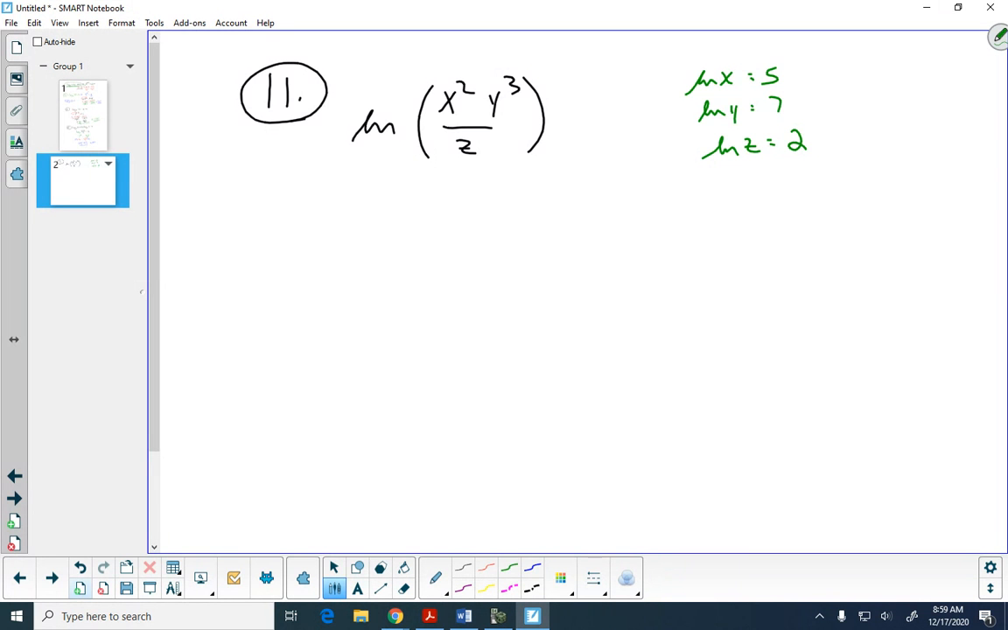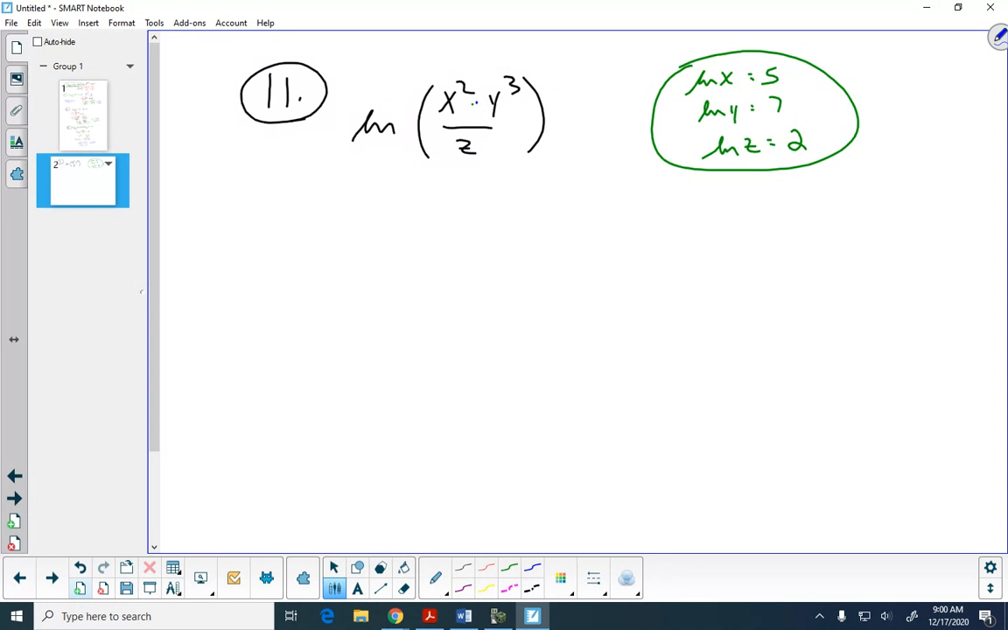So this is the testing of your ability to apply our properties of logarithms. I need to first write this. I need to be able to separate these three entities, so I have things that just involve ln of x, ln of y, and ln of z, because these are the three things that I know. Ln of x is 5, ln of y is 7, ln of z is 2. So I need to use my properties to be able to split this apart.